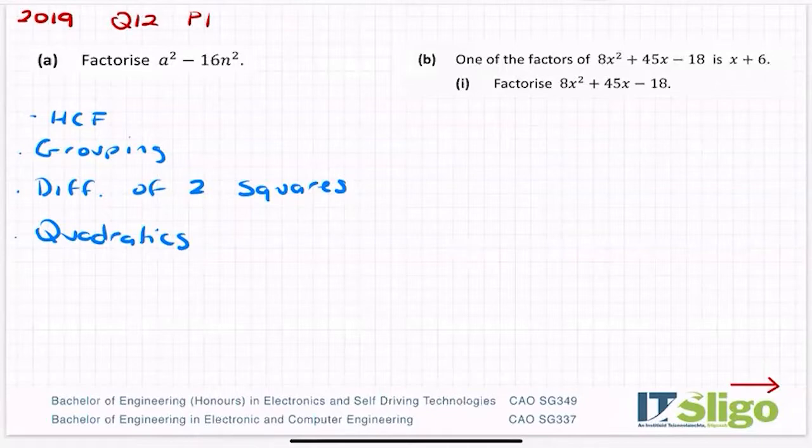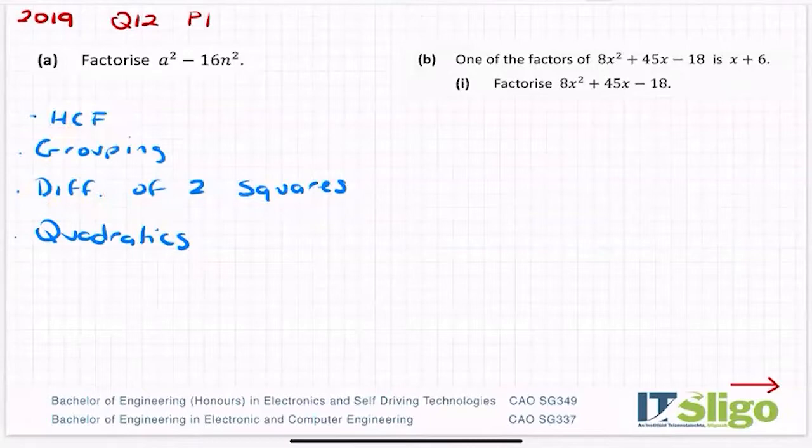So that top one here is the difference of 2 squares. And sometimes it's a matter of trial and error trying to figure out which way is it, okay? So, for example, it's not grouping because grouping has 4 terms in it, and that only has 2 terms, 1, 2. It's also not a quadratic because it's got 2 terms, and a quadratic has 3 terms. So I'm down to the difference of 2 squares or taking out the highest common factor.